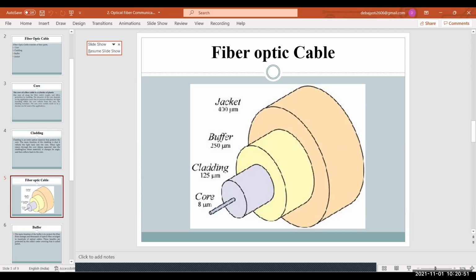But one thing from this figure you can see is that for the four parts the diameter is different for different layers. For the core, it is 8 micrometer. For cladding, it is 125 micrometer. For buffer, it is 250 micrometer, and for jacket, it is 400 micrometer. So the dimension or the radius you can see here is different for different layers. Next, first is the core.